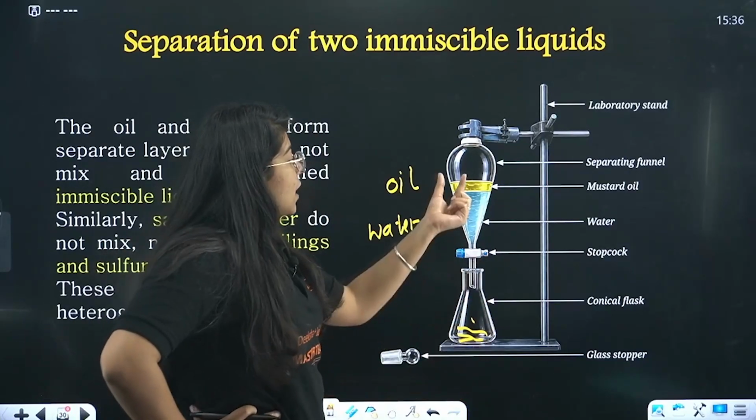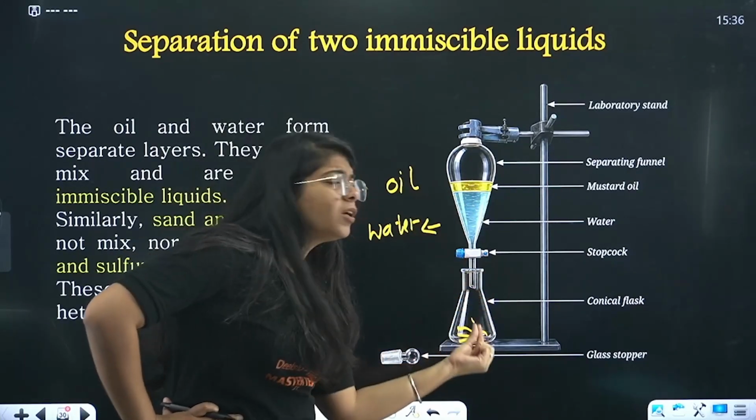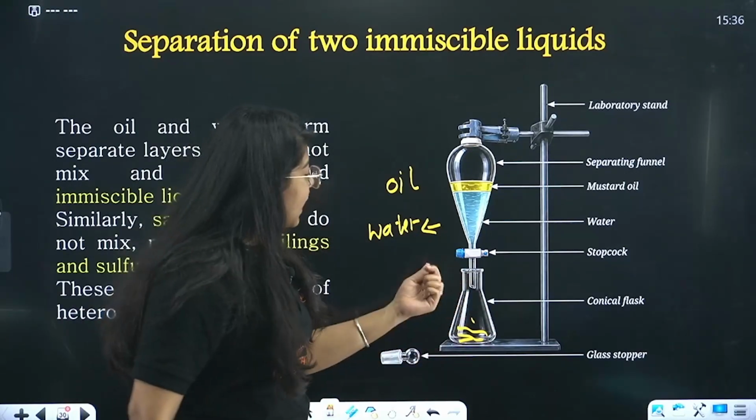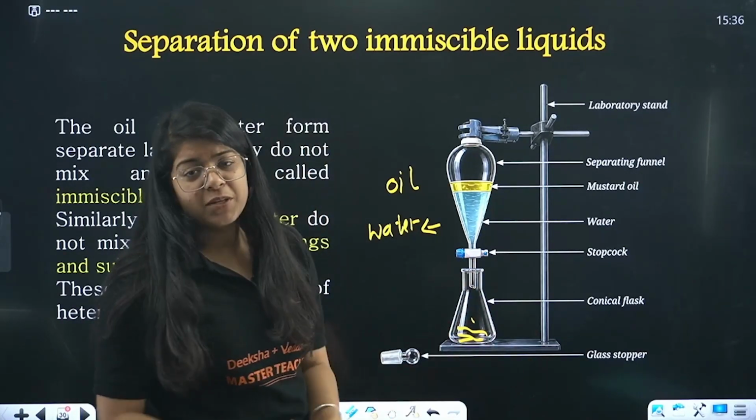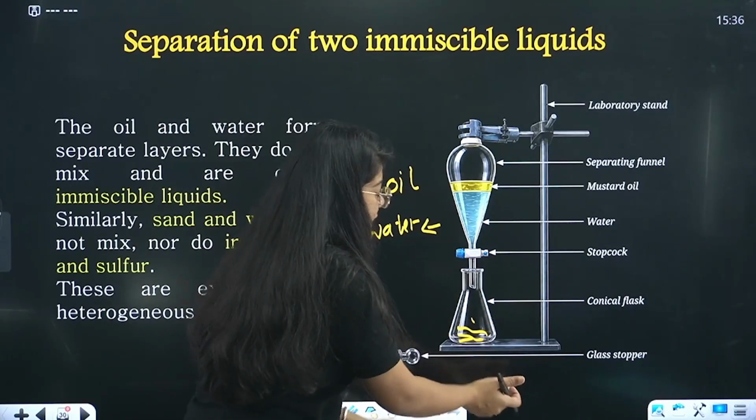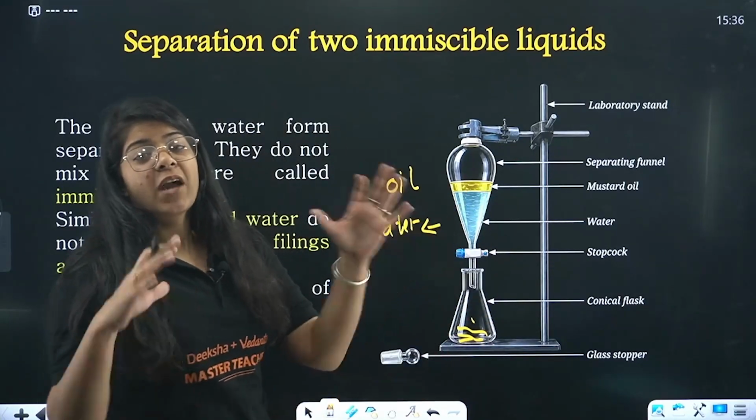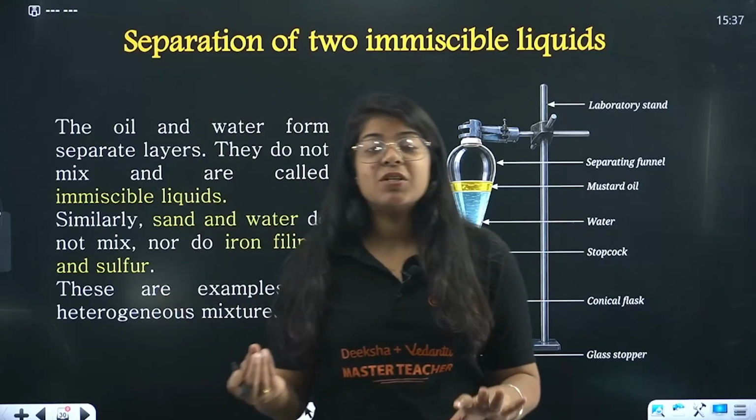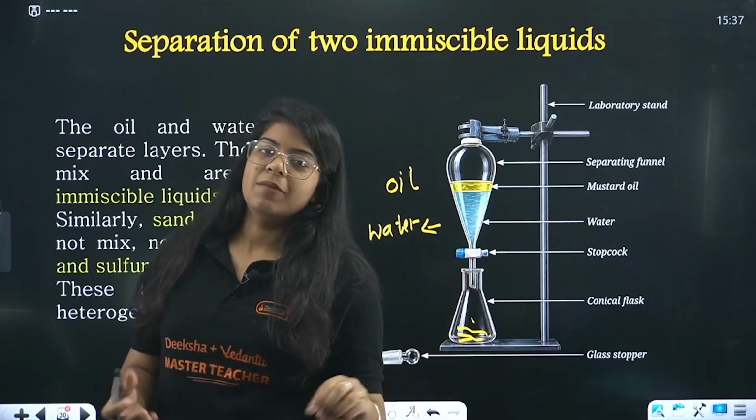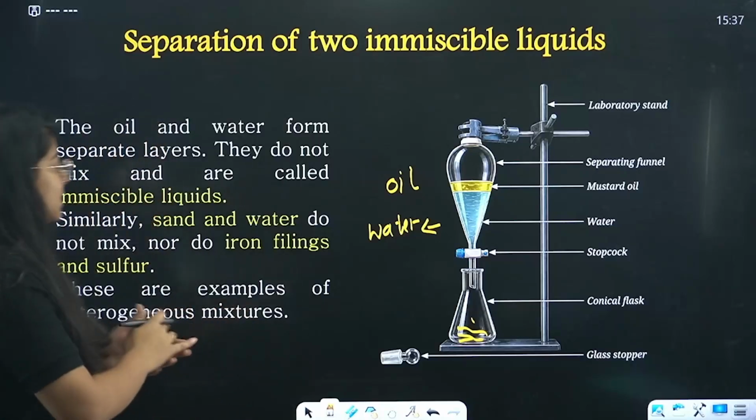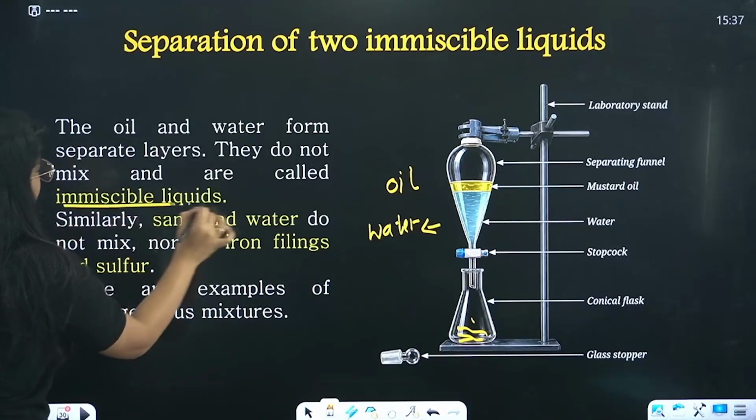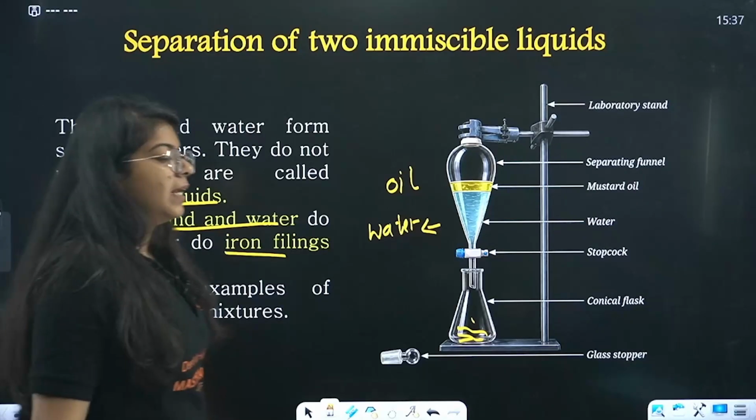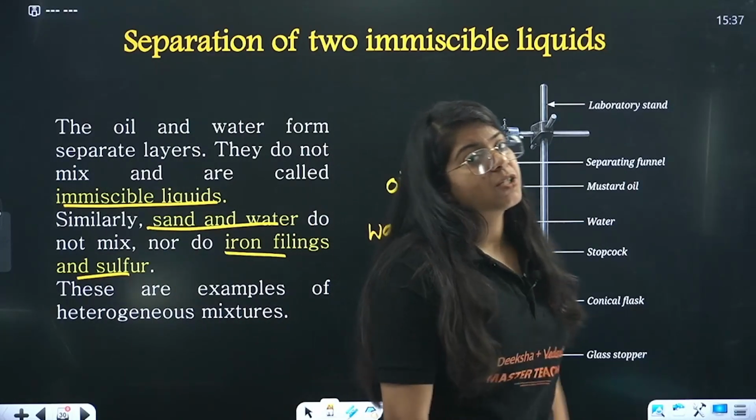Okay, so now what happens, as soon as one drop of oil comes out, you turn it back off. Okay, and then you discard the oil and water mixture one, and then you again open it, get another beaker, extract all the oil. Now you have two beakers, one with pure water, the other with only the oil. So we separated immiscible liquids, and similarly we can do with sand and water, iron filings and sulfur, and all these are examples of heterogeneous mixtures.